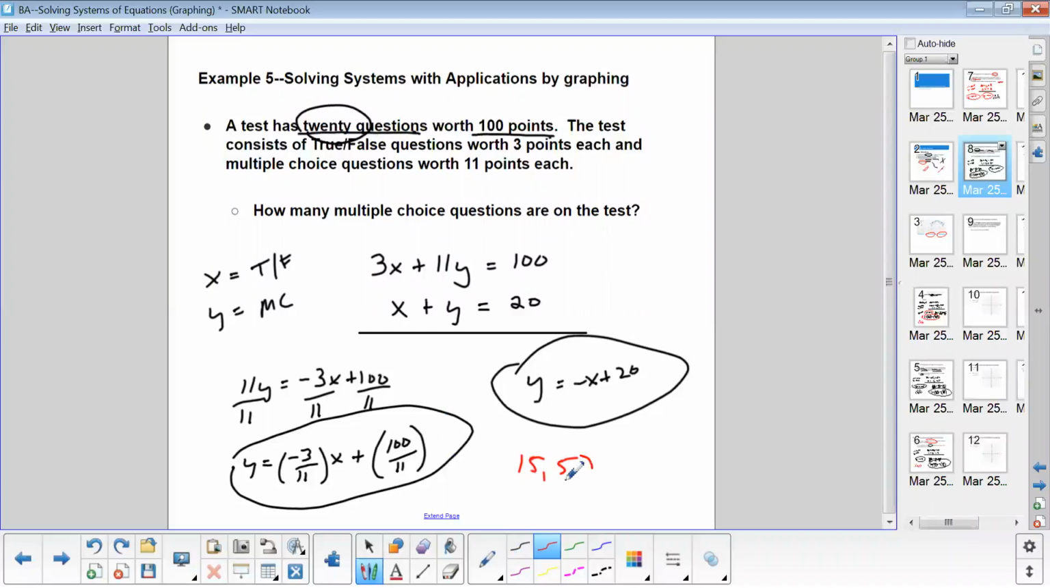15, 5. Well, 15 was true/false. 5 was multiple choice, so you had 15 true/false questions and 5 multiple choice. And 15 plus 5 is 20. And if we substitute, 15 times 3, 5 times 11, you get 45 and 55, which gives you 100. So there's your solution.